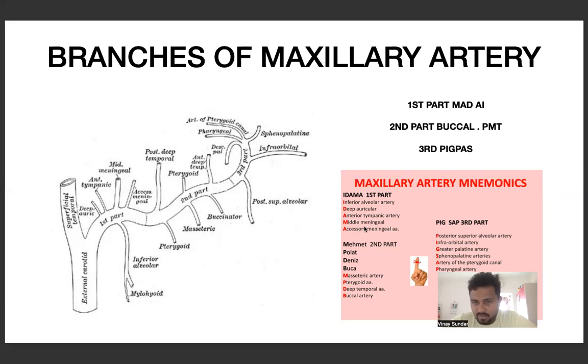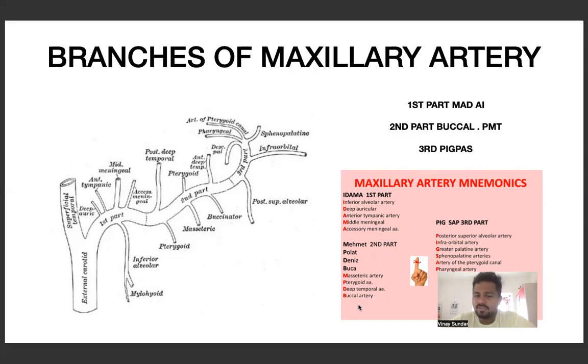Middle meningeal, accessory meningeal, deep auricular, anterior tympanic, inferior alveolar. All of them are arteries, so you can't confuse them by saying nerve and all that. Second part, buccal. The simple way to remember is that it is somewhere close to the muscles of mastication.